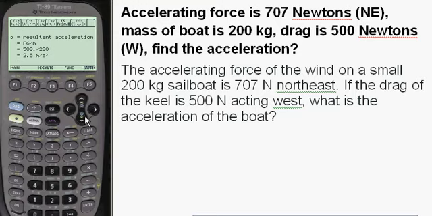Okay, find the acceleration. It's force divided by the mass. Here's 500. F6 divided by the mass, 200, equals 2.5 meters per second squared. And of course the angle is 90 degrees. Okay, so pretty neat, huh?